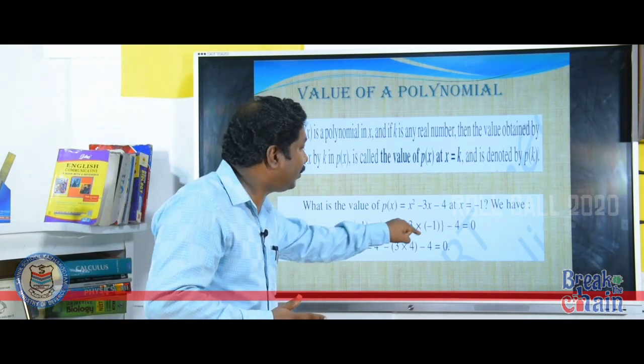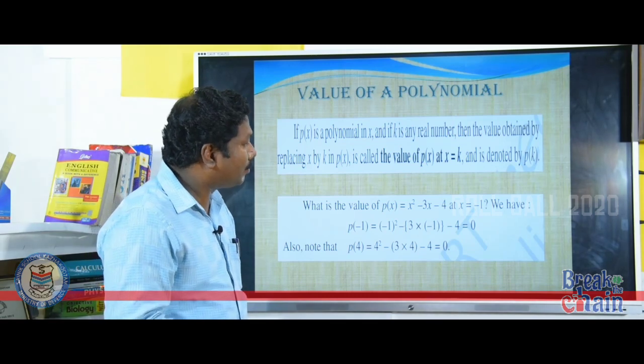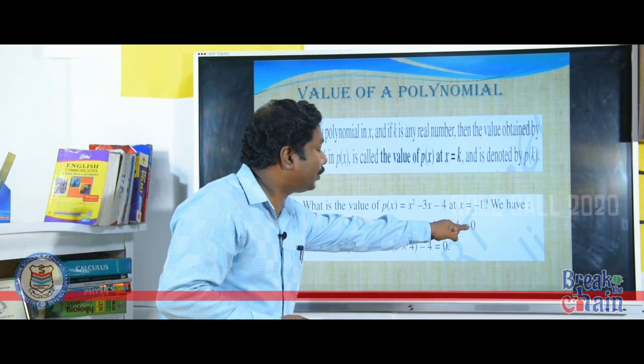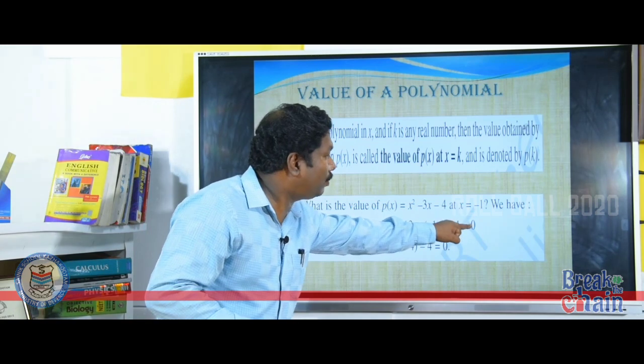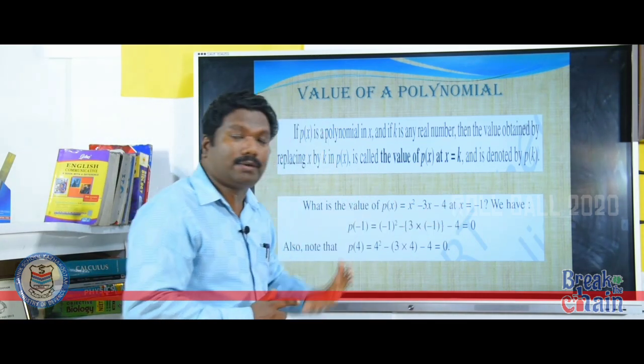At the end, the simplification is there. Minus 1 square minus 3 into minus 1 minus 4 is equal to 0. That means p of minus 1 equals 0, or the value of p of x at x equal to minus 1 is 0.